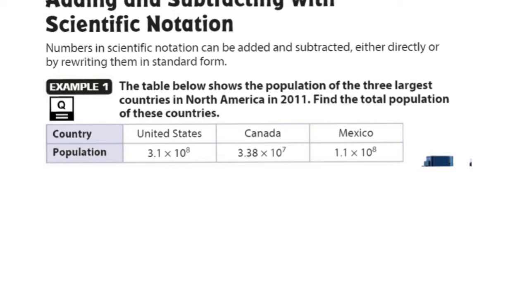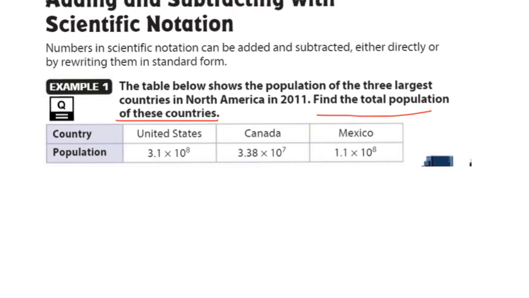Okay, adding and subtracting with scientific notation. So we have a table for example 1. It shows the population of the 3 largest countries in North America, the United States, Canada, and Mexico. The populations for each country are shown, and that was in 2011. It says find the total population of these countries.